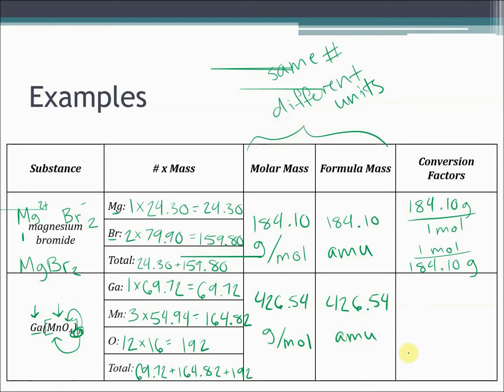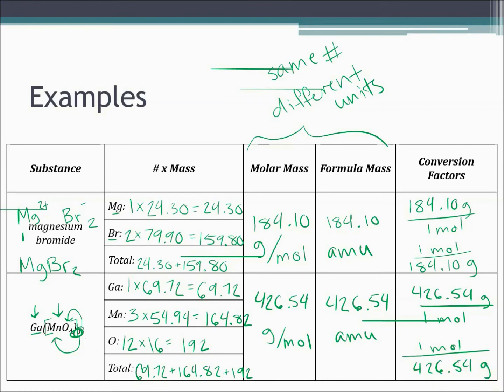So if we were going to write our conversion factors using the molar mass, this would either be 426.54 grams over 1 mole, or it would be 1 mole over 426.54 grams.